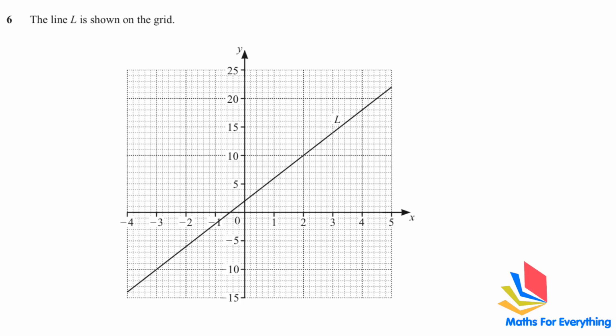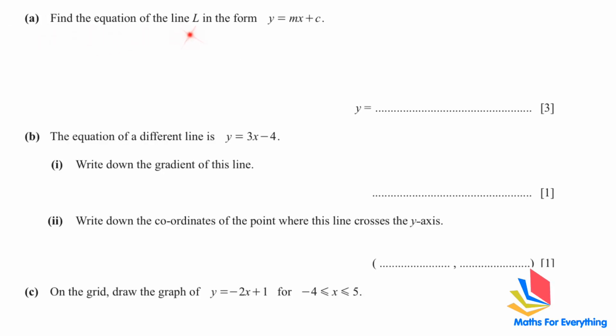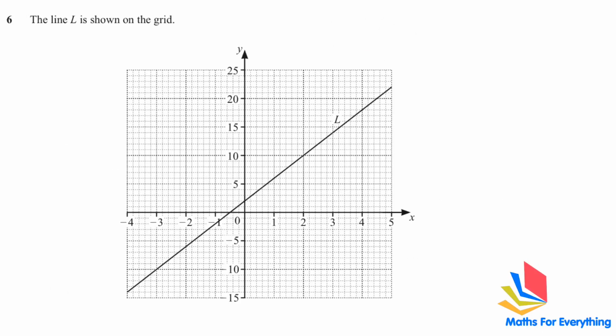Let's read the question. Find the equation of the line L in the form y equals mx plus c. To find the equation of a line, we need three things. We need an x, we need a y, and we need the gradient. Choose 2 points on the line. Choose the points which cut the corner. So I'm going to choose 2 and 10, and I'm going to choose -3 and -10.